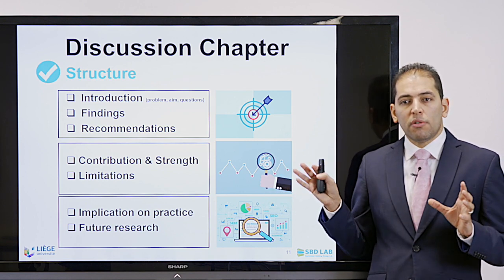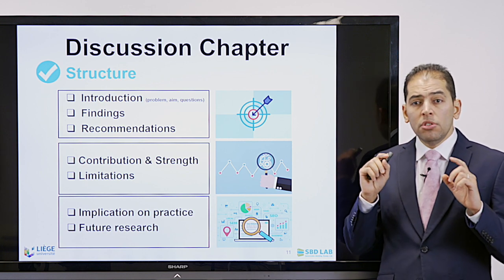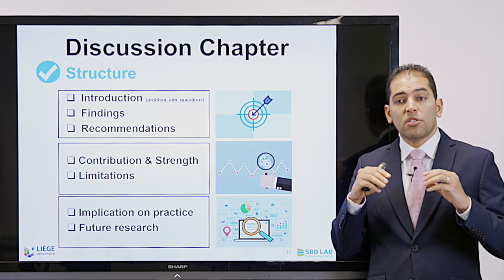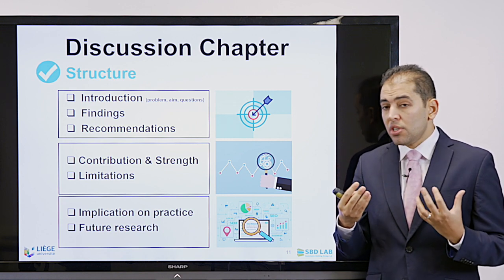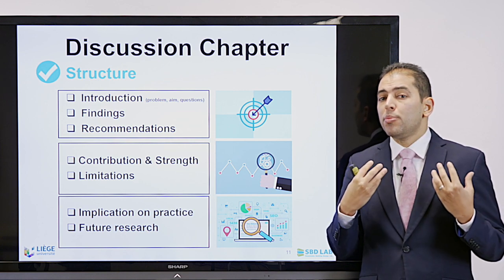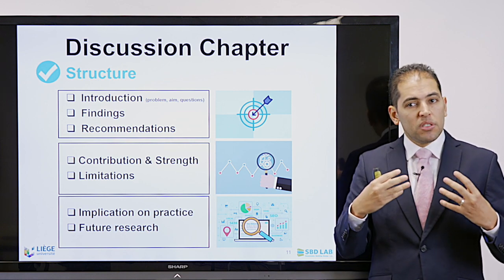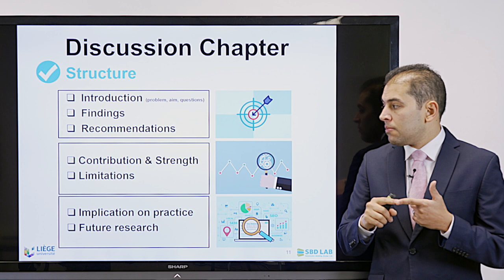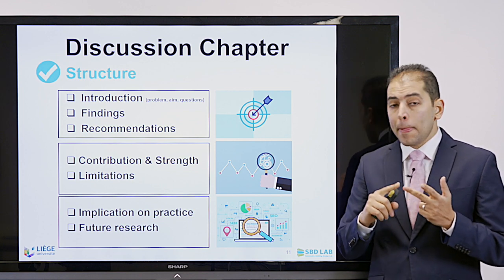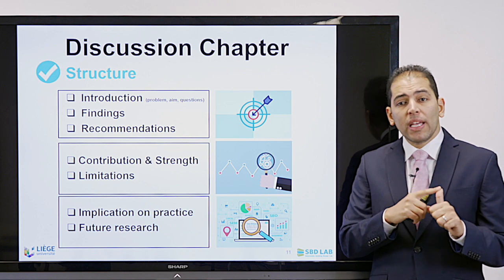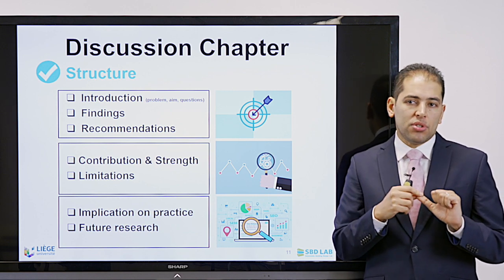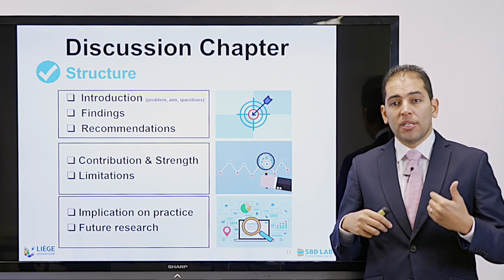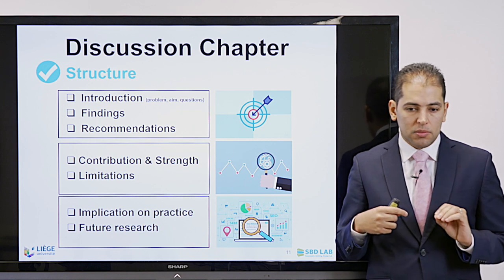Now, when we look at the structure of the discussion section, I strongly recommend using this structure because it's one of the best structures that you can ever use. You need to start your discussion chapter with an introduction to remind the reader about the problem, the aim of your research, and the questions that were proposed in the introduction. After this introduction, you can start to report on the findings, the recommendations, the contribution and strengths of the work, the limitations of the work, the implications of the work on practice, and the future research. Those are the items that you need to report on. And in this presentation, I'm going with you step by step to address each of those items.